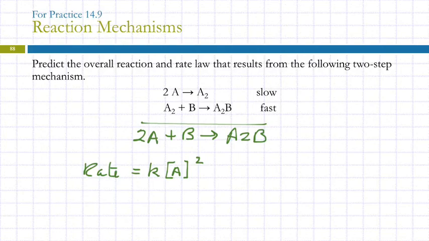But the question also might want you to show why it is. And so then you'd have to do stuff with that intermediate. This one has an intermediate of A2. So if this was the slow step, then the predicted rate law would be the constant times A2 times B, right? And that is not the same as this, and then you'd have to express A2 in terms of A, etc. Any questions?